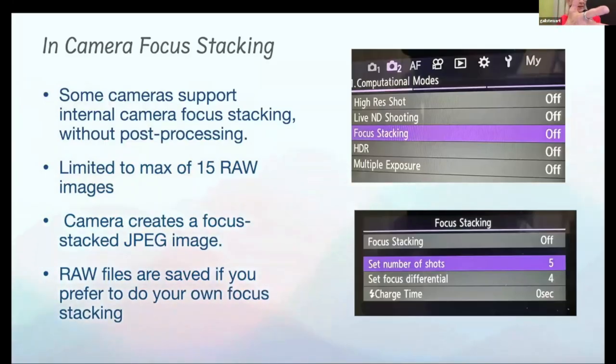You can't use 999. So the maximum number my camera does is 15. You can go up to 15 pictures for focus stacking. So you put in the number of pictures you want to take, and you also put in your interval.